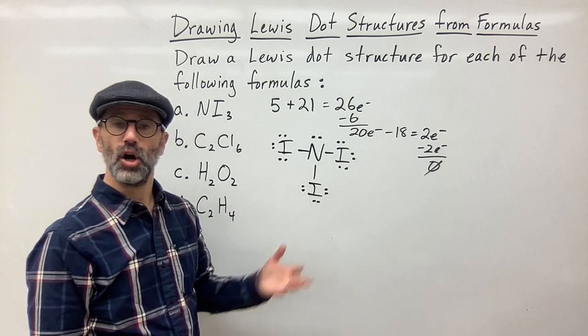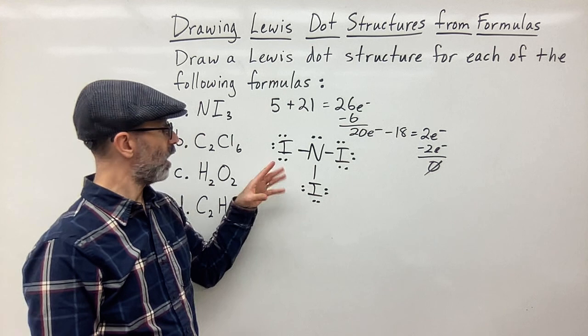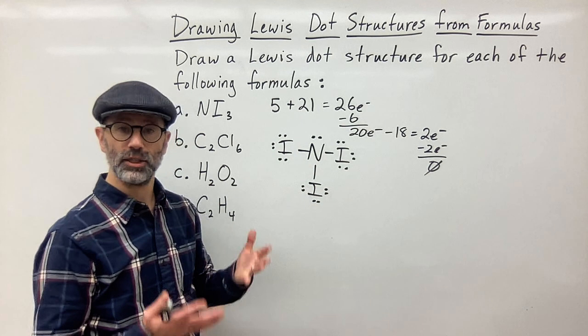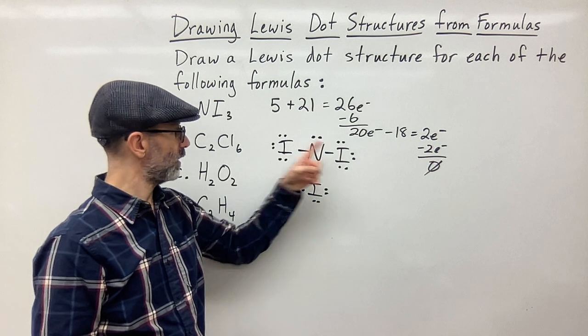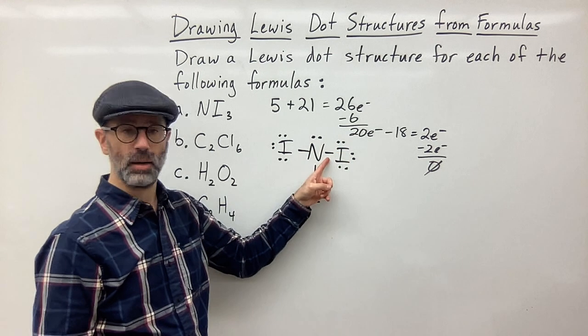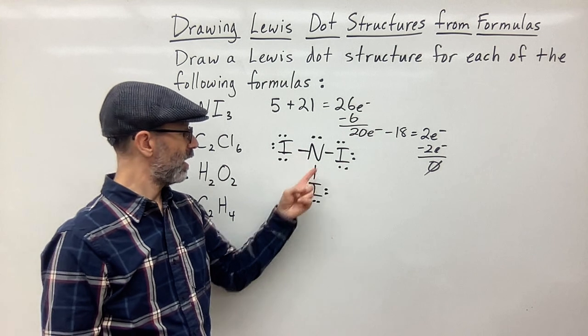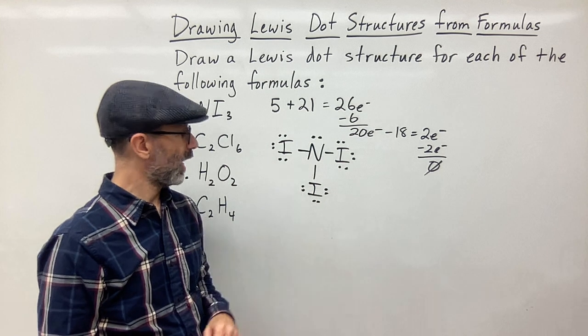So we don't need to go to step 5, which would be if the central atom needed more bonds or needed more electrons, then we could move electrons from the iodine to create double bonds. But iodine's not really going to do that, and nitrogen is fine with 3 bonds and 1 lone pair.